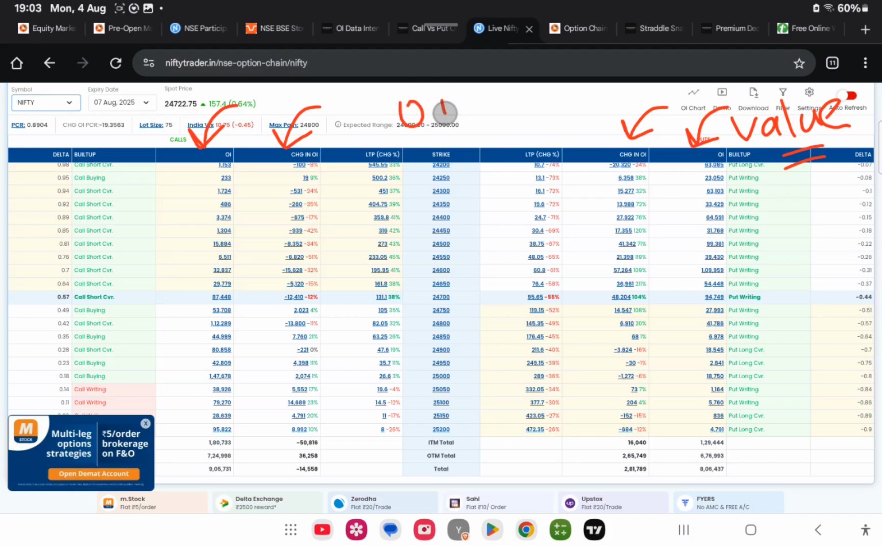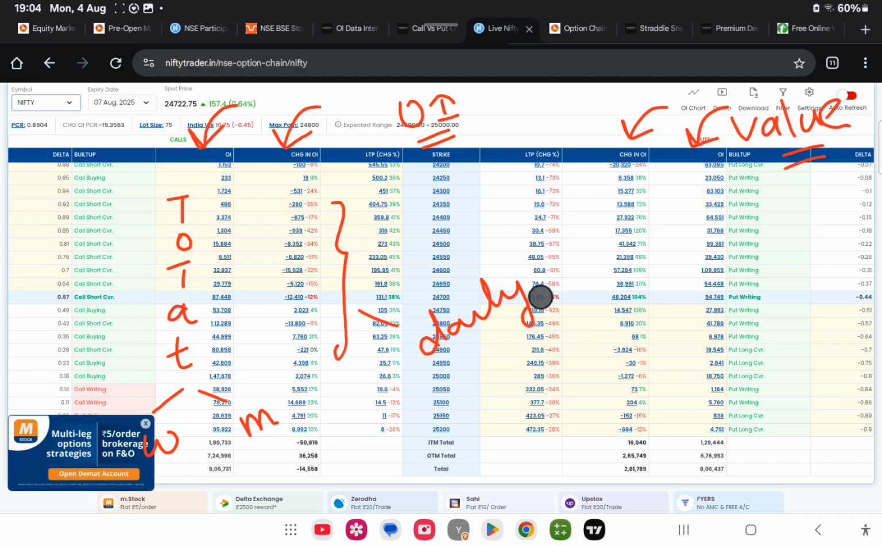So OI is open interest, or open contracts, which are already present in the market. This is the total OI. For Nifty, it shows the weekly and the monthly as well. Okay, the change in OI is on a daily basis, which I cannot see tomorrow because it is generated every day. Okay, so based on this we can understand.